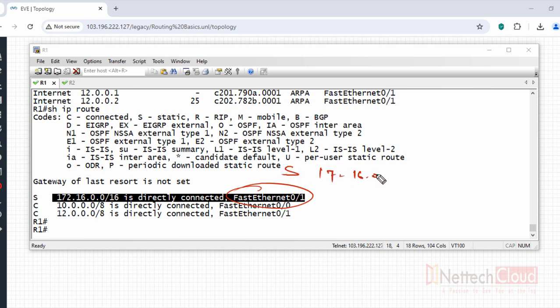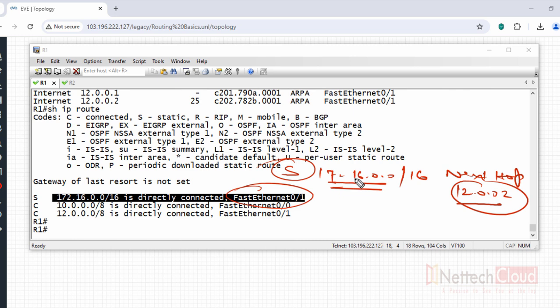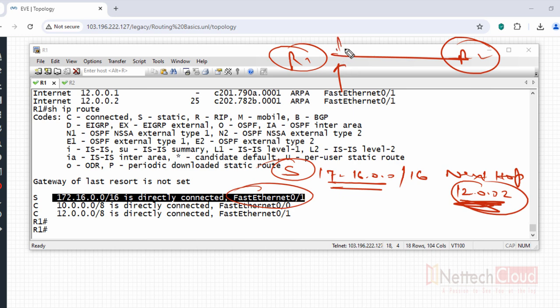Static route for this network, and next hop IP 12.0.0.2. It is one way, right? So what will happen now? R1 will find the matching route here, with the next hop IP. Then R1 will perform recursion, one more routing table lookup, to find how to get to 12.0.0.2. So now R1 knows that in order to reach 12.0.0.2, my exit interface should be F0/1.